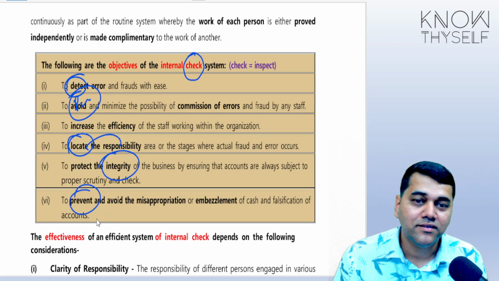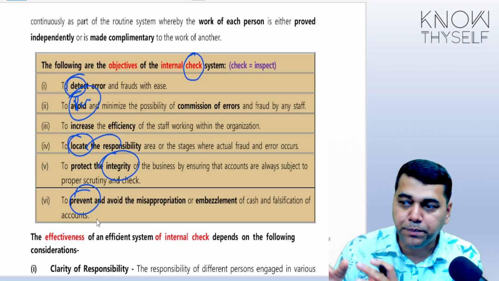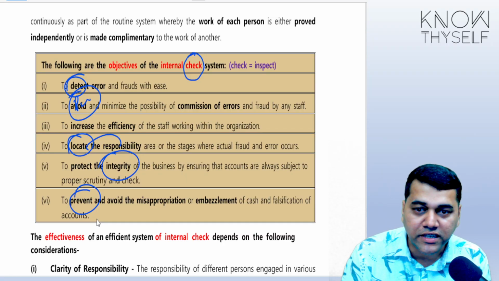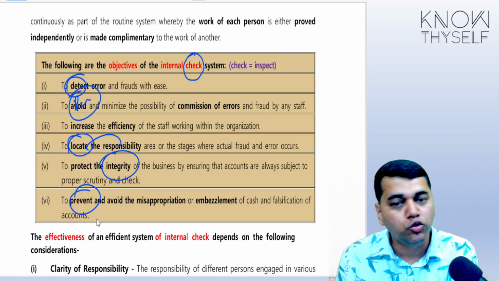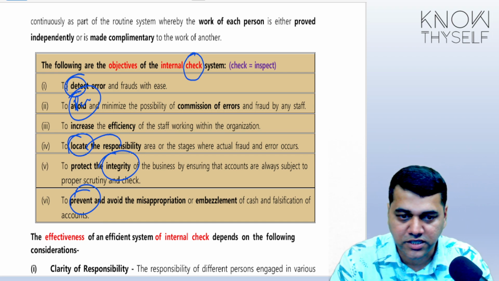So easy. You think, no, you have to look here. What is the objective of looking? So you want to prevent the error, detect the error, prevent the fraud, locate the responsibility, who made the mistake. That is the objective of the internal check. So I hope it is much clearer now.